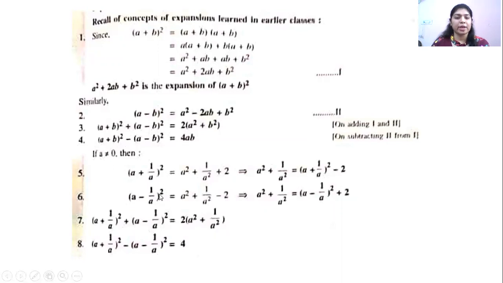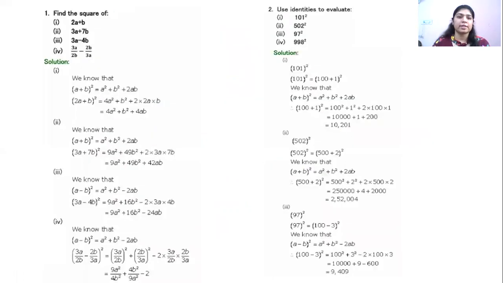And when we subtract the second equation from the first, we'll get (a plus 1 by a) whole square minus (a minus 1 by a) whole square is equal to 4a into 1 by a, because here b is equal to 1 by a, and a and 1 by a we can cancel, and we are left only with 4. So these are the 8 formulae which you have to memorize to solve the questions easily. Now come to the exercise.